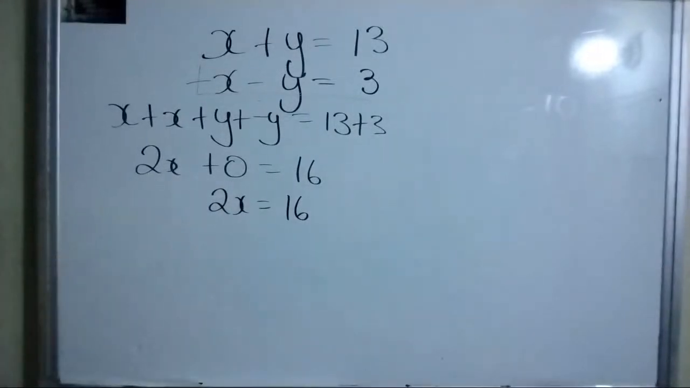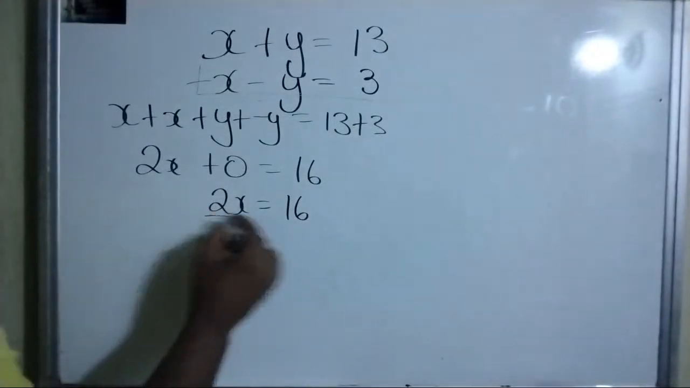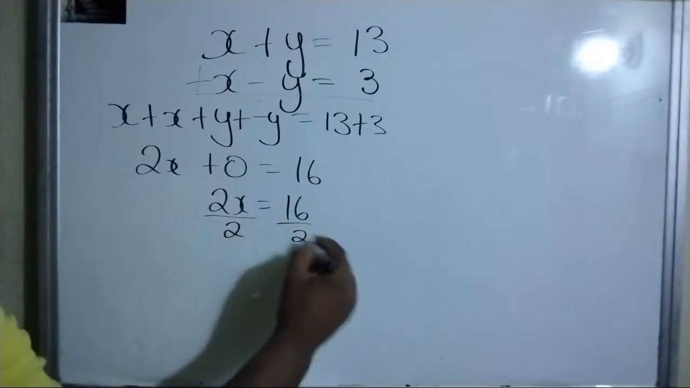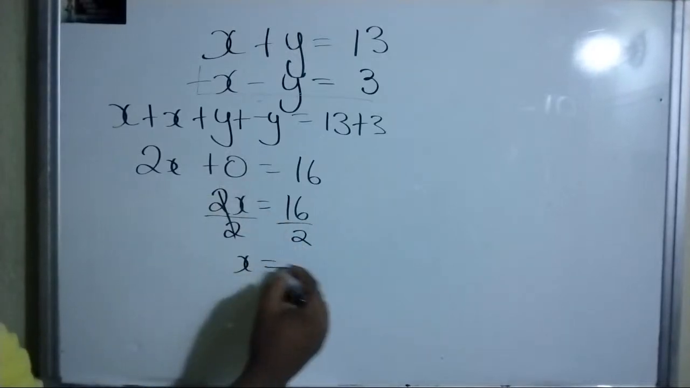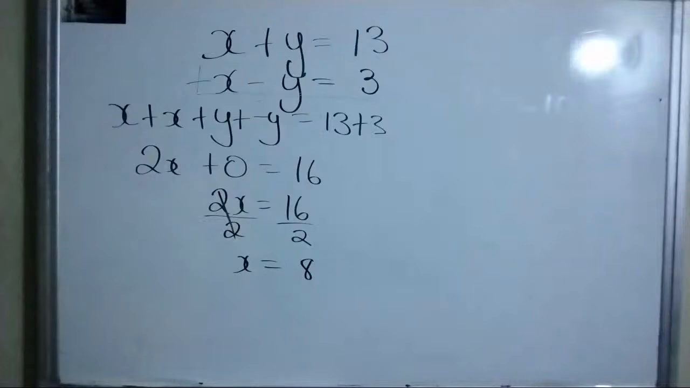What times 2 can give you 16? So we just divide by 2 to show working. So therefore, x is equal to 8. Very easy. Let us see if we can find y now.